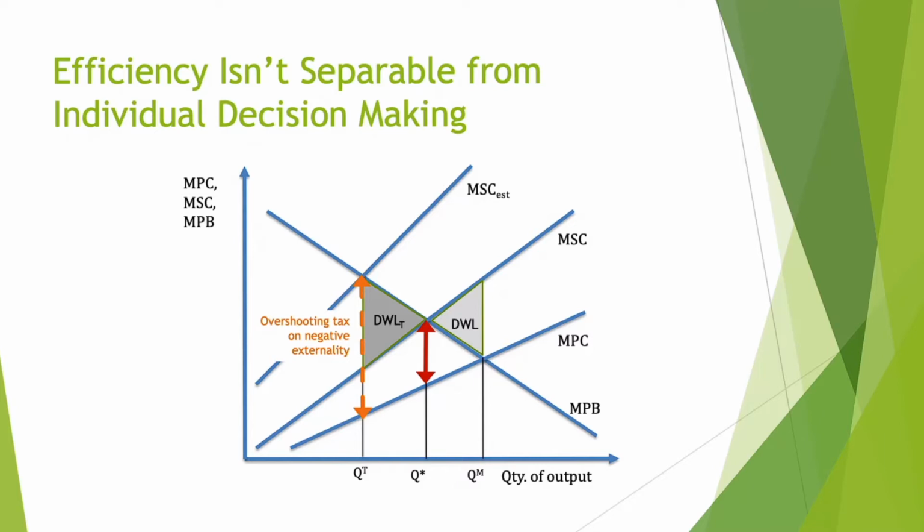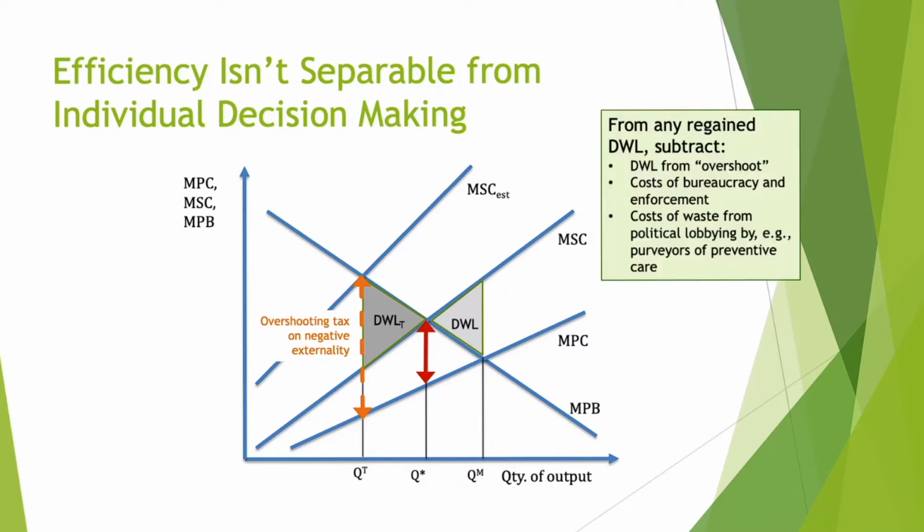So looking at this from a diagrammatical perspective, what we'd have to do is take that dead weight loss that we're supposedly regaining from a tax or emissions trading scheme, and subtract from that the cost of the overshoot. And we'd have to subtract as well the cost of bureaucracy, the cost of enforcing the rules, the cost of waste from political lobbying. So all of those lead us to conclude that we really can't guarantee any improvement.